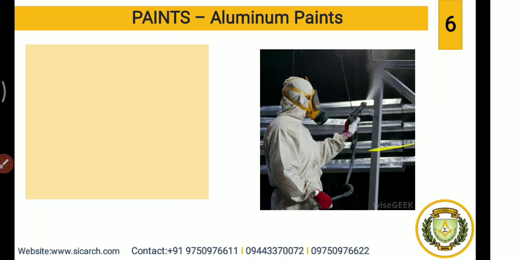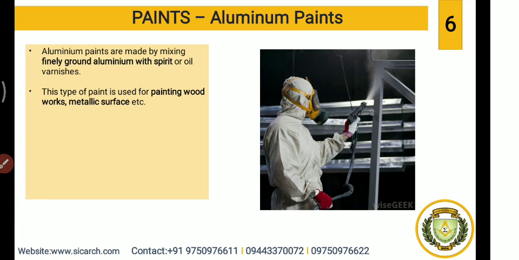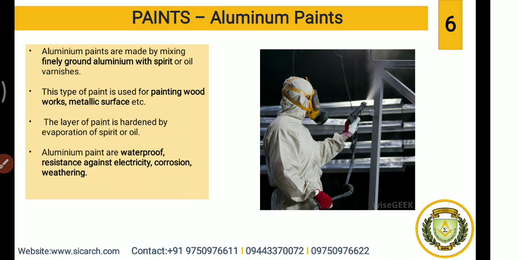Next, we'll look at aluminium paints. Aluminium paints are made by mixing finely ground aluminium with some spirit or oil varnishes. This type of paint is used for painting woodworks and metallic surfaces. The layer of paint is hardened by evaporation of spirit or oil. Aluminium paint is water resistant and it also has resistance against electricity, corrosion and weathering. It can also be visible in the dark.